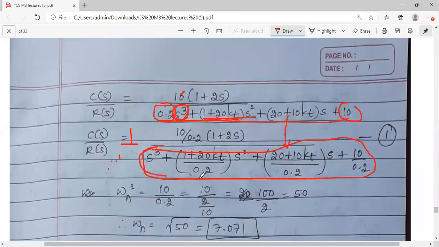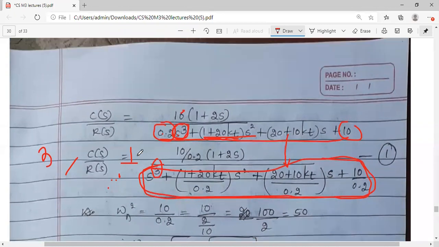In equation 1, the highest power of s is 3. So the order of this system is not second order, it is third order system. We have not studied the third order system, but somewhat we can assume a few things. How?